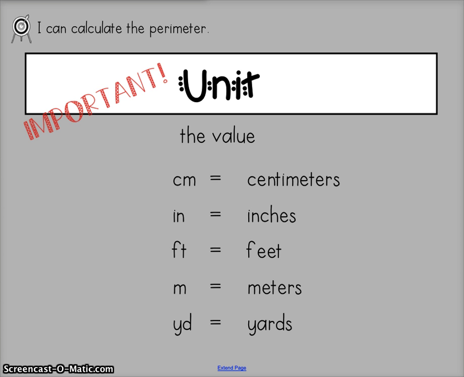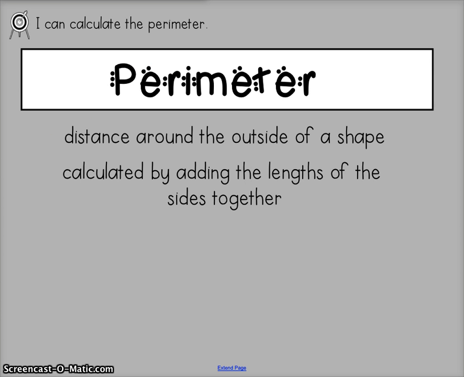Really quickly, looking at the units again, remember that this is important. The unit is the value that tells us what the perimeter is. So we can use centimeters, inches, feet, meters, yards, and you can use the shorthand on the left, cm for centimeters, in for inches. It's just important that you add the units there. And don't forget that perimeter means finding the distance around the outside of a shape. So when we are calculating perimeter, we do that by adding the lengths of the sides together.